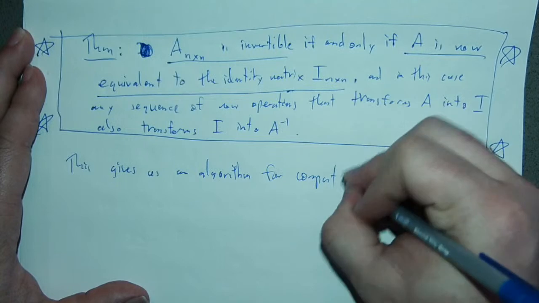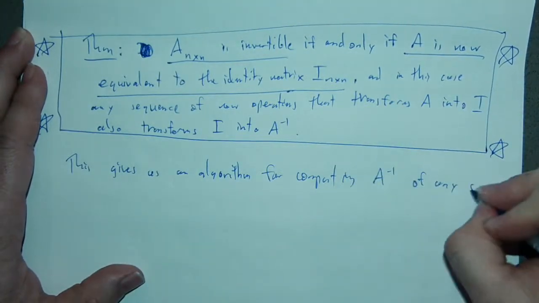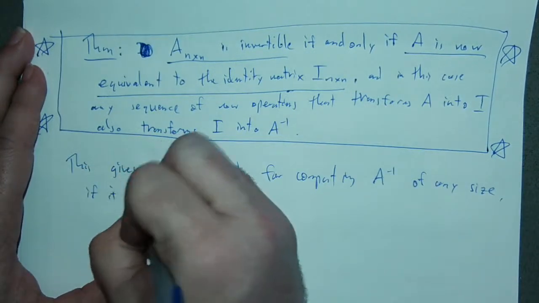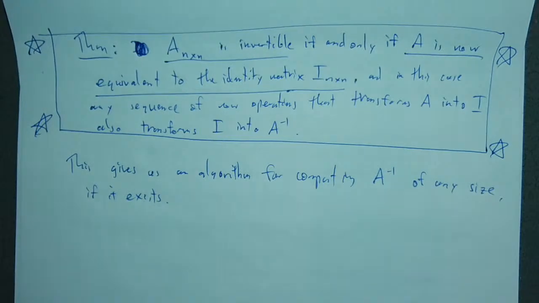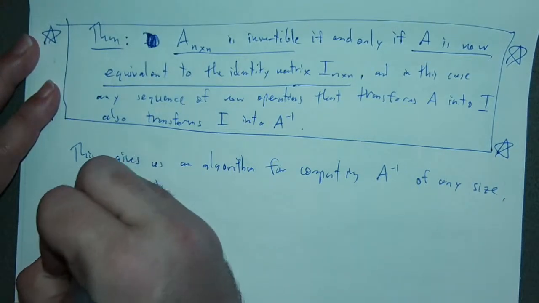So this gives us an algorithm for computing A inverse of any size, if it exists. And what's nice is if you do this algorithm and the inverse doesn't exist, you will see it. Okay. So the idea here is the algorithm.